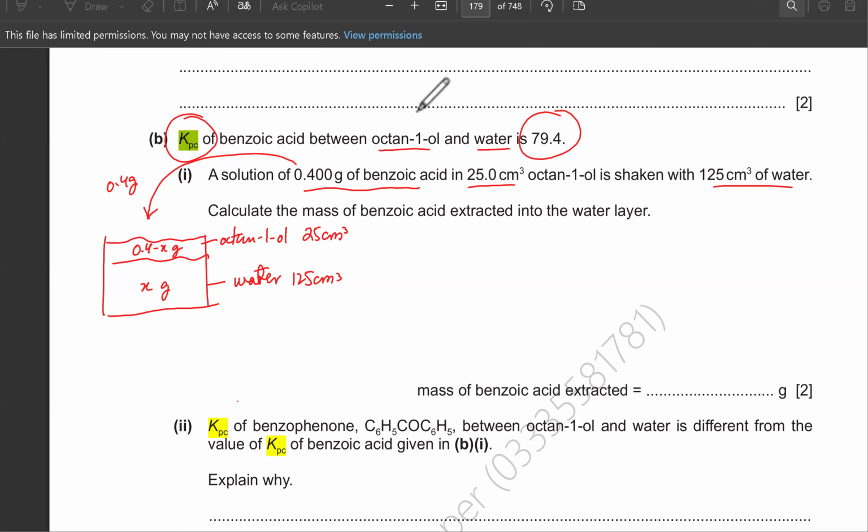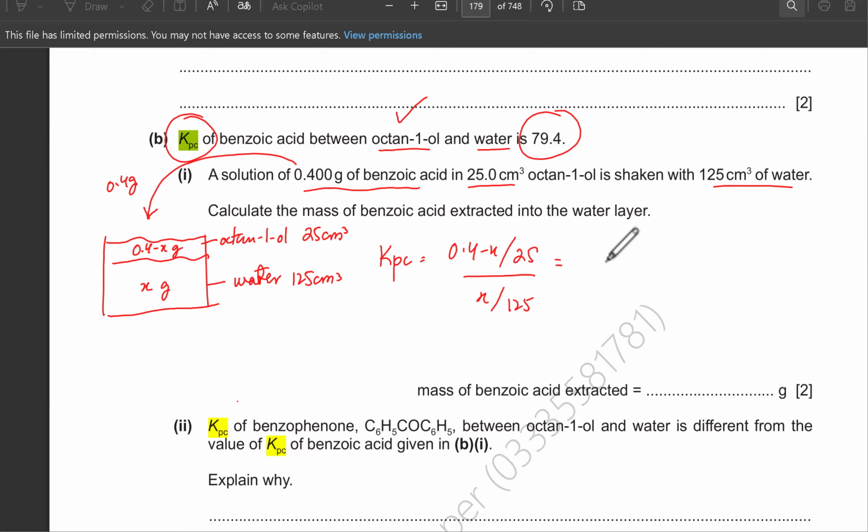Yes, sir. The way he's written it, KPC of benzoic acid between this and this, the octan-1-ol layer is the numerator and the water layer is the denominator. So I'm going to calculate the KPC. So it's 0.4 minus X, the octan-1-ol layer is the numerator, divided by 25, and divided by X divided by 125. And the answer we already know, that's 79.4.